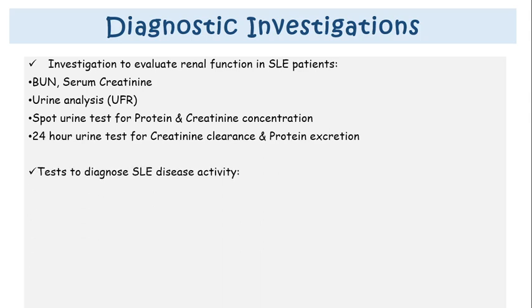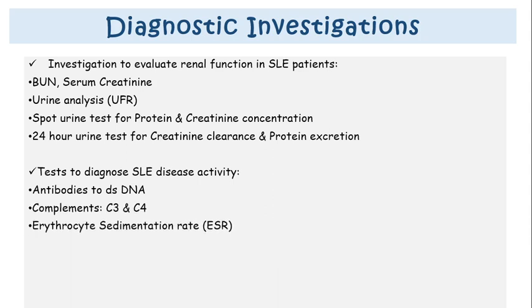Next you have to do tests to diagnose SLE. So to do that, here are the tests. You have to check the antibodies against dsDNA. You have to check the complements as well as ESR, which will be elevated in SLE, and CRP, that is also elevated in SLE. Now ESR and CRP, these are inflammatory markers, so that is why they are elevated in SLE.